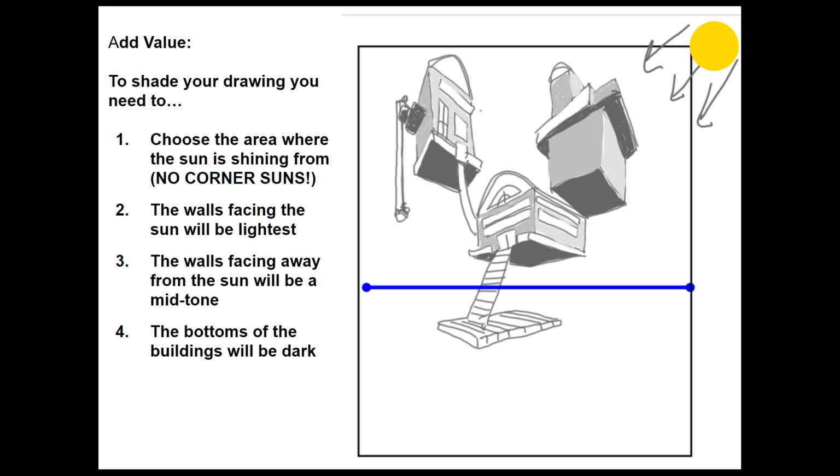How you shade your tree houses lets the viewer know where the light is coming from. The wall facing your sun will be the lightest. The wall facing away will be your midtone. And the bottom will be the darkest. Think about it logically. Where the sun hits first will be the lightest. Where the sun hits last will be the darkest.